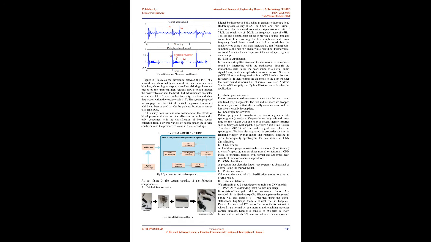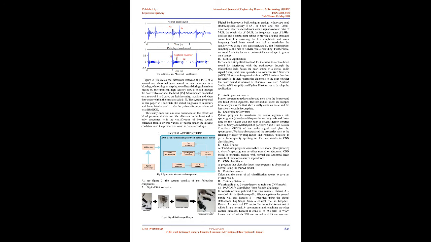A Python program to transform the audio segments into spectrograms, with frequencies on the y-axis and linear time on the x-axis, with the help of several helper libraries such as SciPy and Matplotlib. It performs short-time Fourier transform, STFT, of the audio signal and plots the spectrogram. We have also appraised properties such as the Hanning window overlap factor and frequency bin size to get a better quality spectrogram for best results in CNN classification.